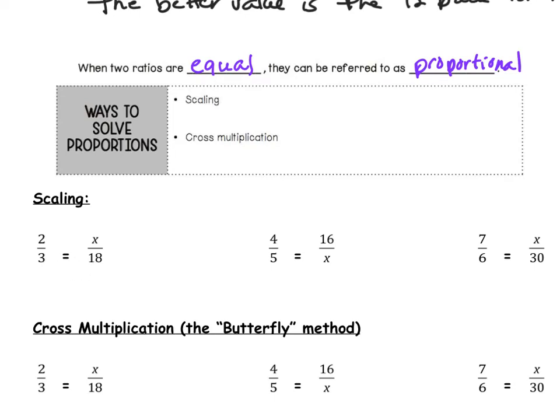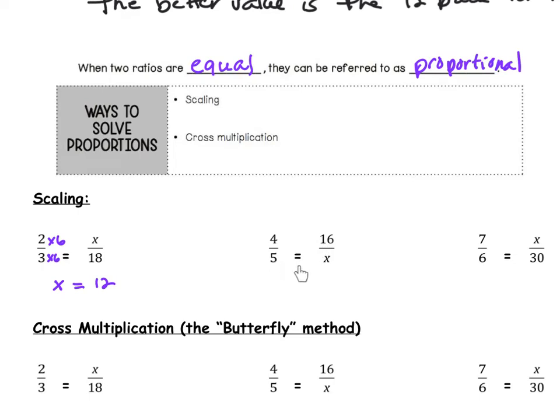So now we're going to do exactly the same thing. We're going to scale this 2 up by 6. So if I took times 6, I would indeed get back 18. So I'm going to take 2 times 6. And so now we know what the value of x is. It would be 12.